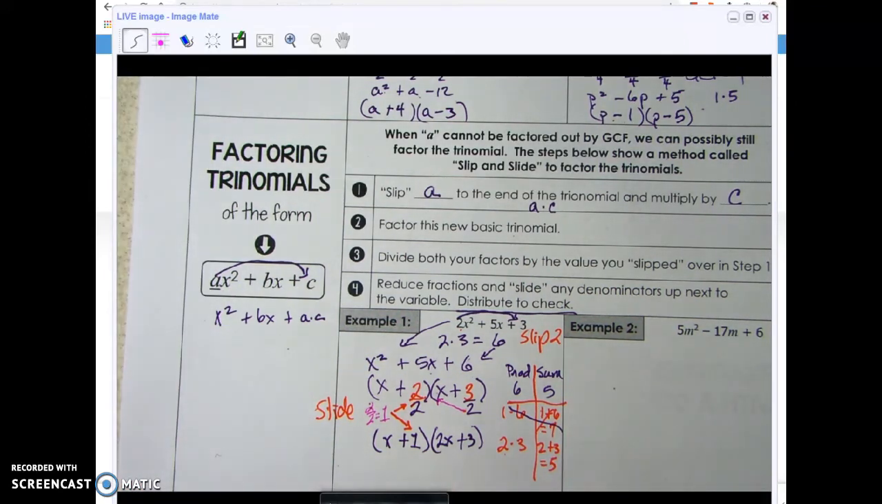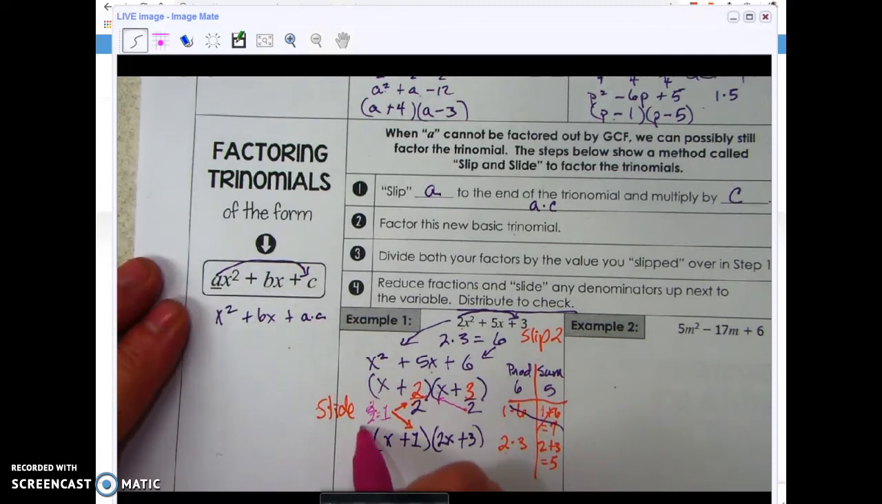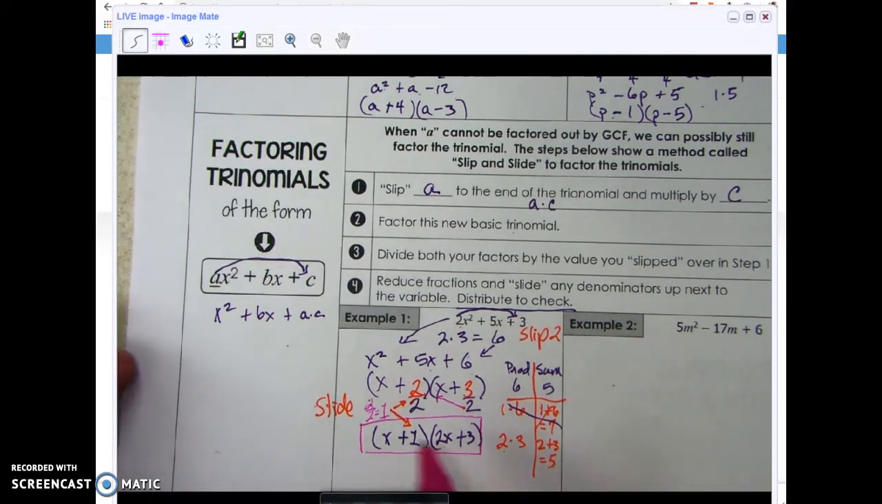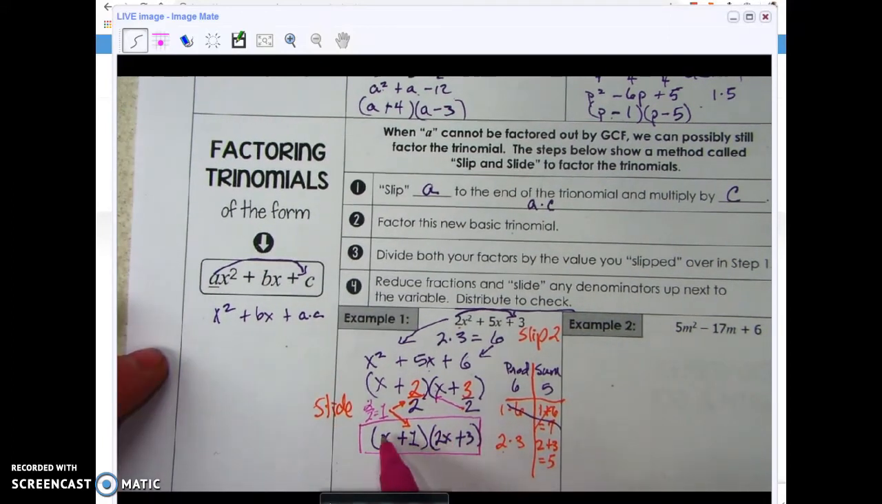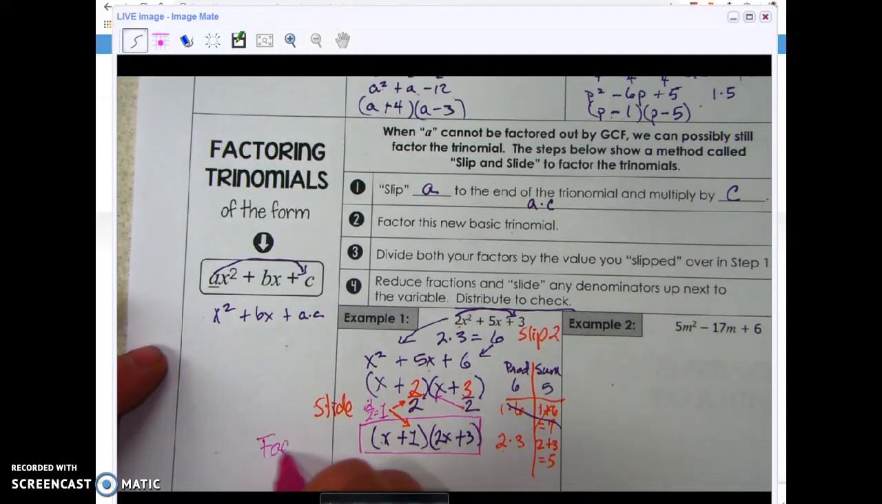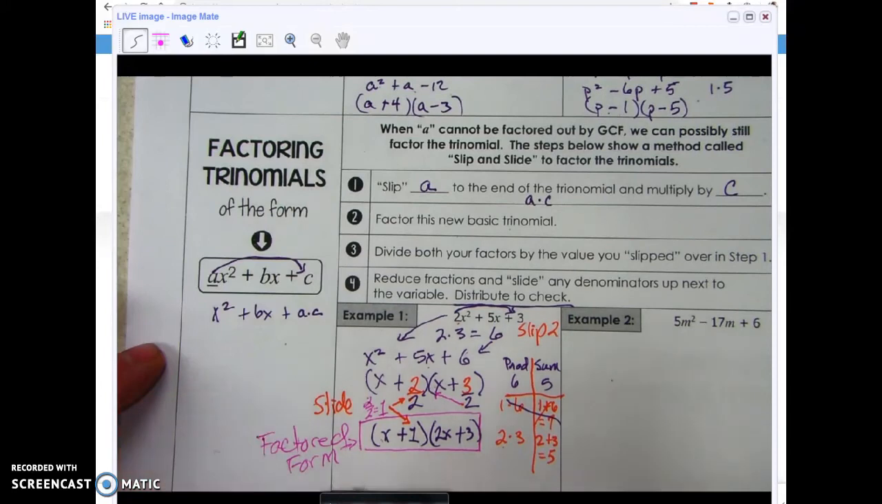And that is factoring with slip and slide. Now, I am finished. I factored this. That's what I was setting out to do. So there's my answer. But if I want to make sure it's right, I'm going to go back and multiply it together again. So this is my factored form, and I'm going to make a note of that so that when you're doing this, you know that's where you end. Factored form. And this is checking my work.